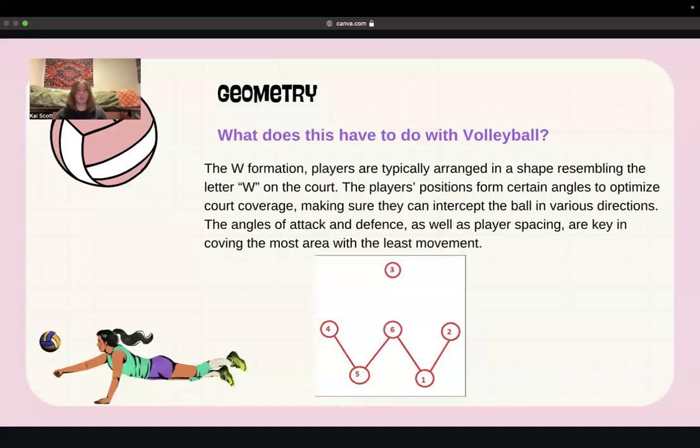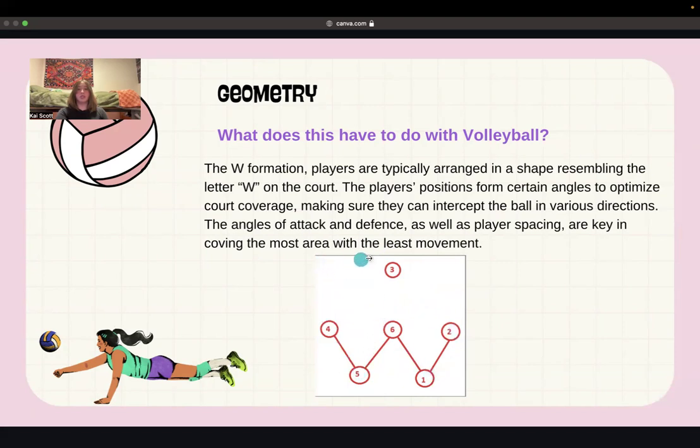First, we have geometry. What does this have to do with volleyball? The W formation. Players are typically arranged in a shape resembling the letter W on the court during defense. The players' positions form certain angles to optimize court coverage, making sure they can intercept the ball in various directions. The angles of attack and defense, as well as player spacing, are key in covering the most area with the least movement. Here I have given an image of the W formation.